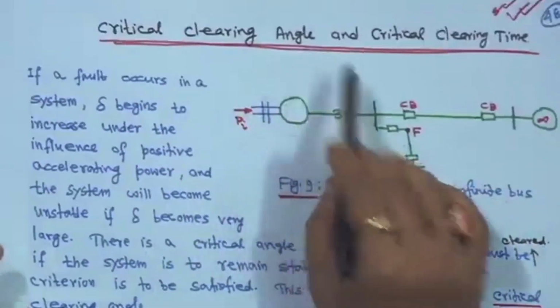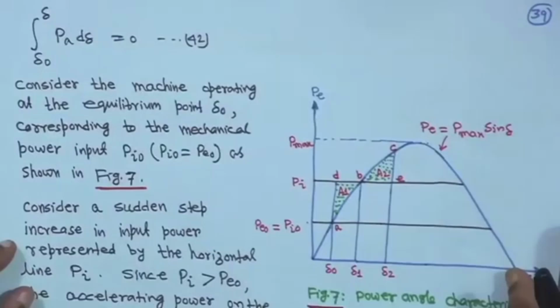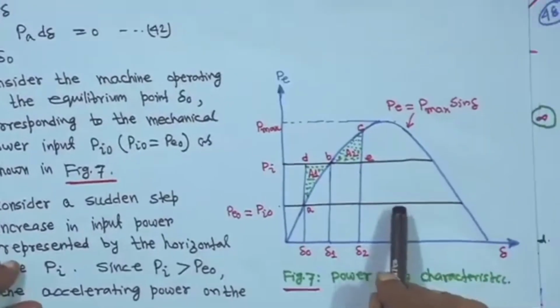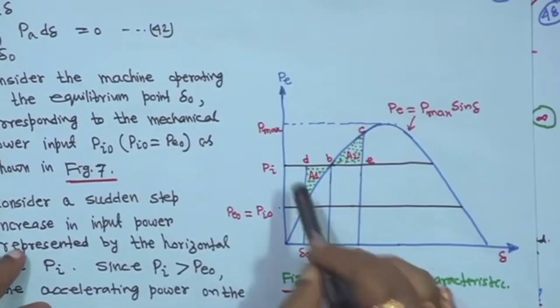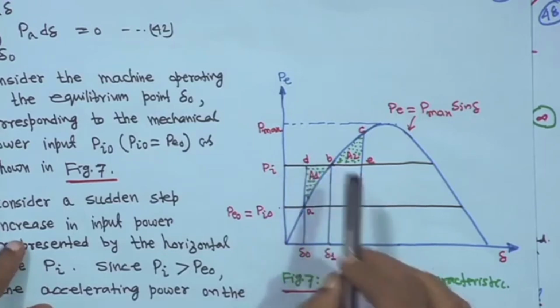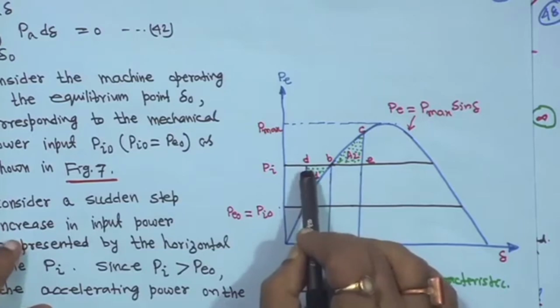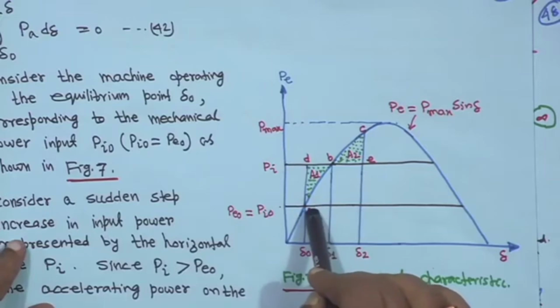So, next is the critical clearing angle and critical clearing time. Before saying that, again we have to brush up our memories. For the equal area criterion I told you that suddenly the input power P I is increased from this value to this value, at that time from A to D. So, P I, the input power, is more than the electrical power.